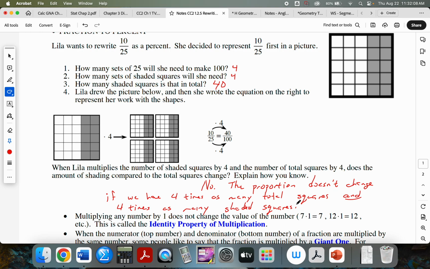Now, that explains it in terms of a picture. In terms of mathematics, you have to understand that multiplying a number by 1 doesn't change its value. Right? If I multiply 7 times 1, I get 7. If I multiply 12 times 1, I get 12. If I multiply 463.2 times 1, I get 463.2. Multiplying by 1 does not change that.